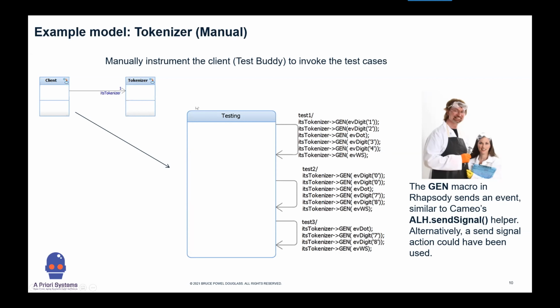Then as a tester, if I go to the client and send it, okay, do test 1, it will do this behavior, it'll invoke the Tokenizer. If I send test 2, it'll do 00.78 and so on. I can do something very similar in Cameo with the action language helper's send signal helper function. I didn't do that in this case. We'll show you what I did for Cameo, just to show you an alternative approach. But this is my testing component used to drive the Tokenizer for the test cases that I've defined.